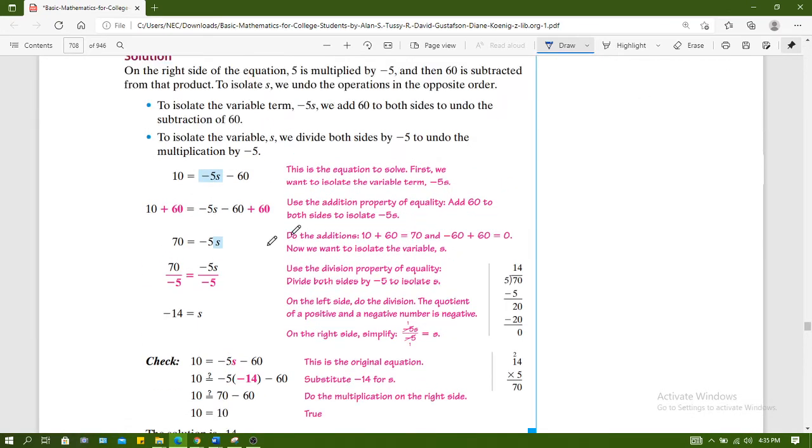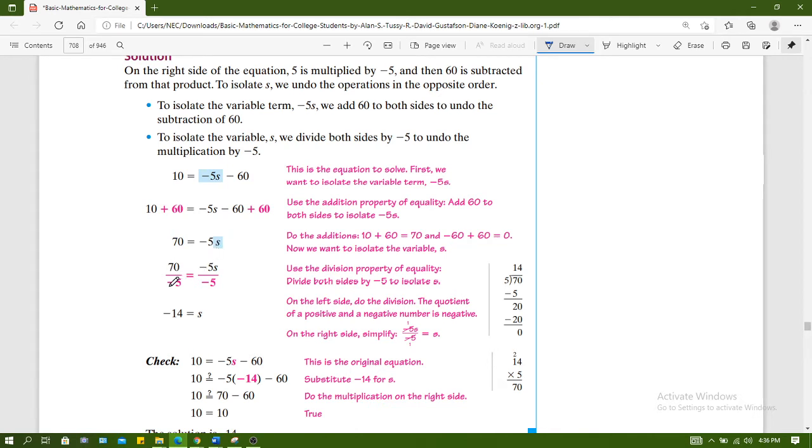So the given was 10 equals negative 5s minus 60. So here we need to remove 60, but not remove, rather add 60, because the operation is minus or subtraction. So negative 60 plus 60 is nothing. 10 plus 60 is 70. So we have negative 5s as a remaining expression here in the right side.